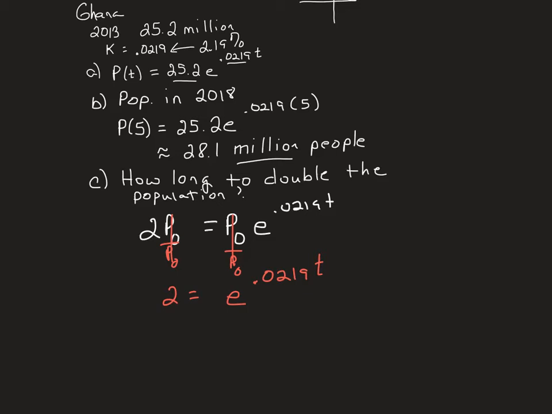So anytime we're doubling, we're going to be looking at something that's similar to this. Now, in order to solve this, we take the natural log of both sides. So I'm going to take the natural log of 2. And when I take the natural log on the right side, it becomes 0.0219t times the natural log of e, which we know is 1.